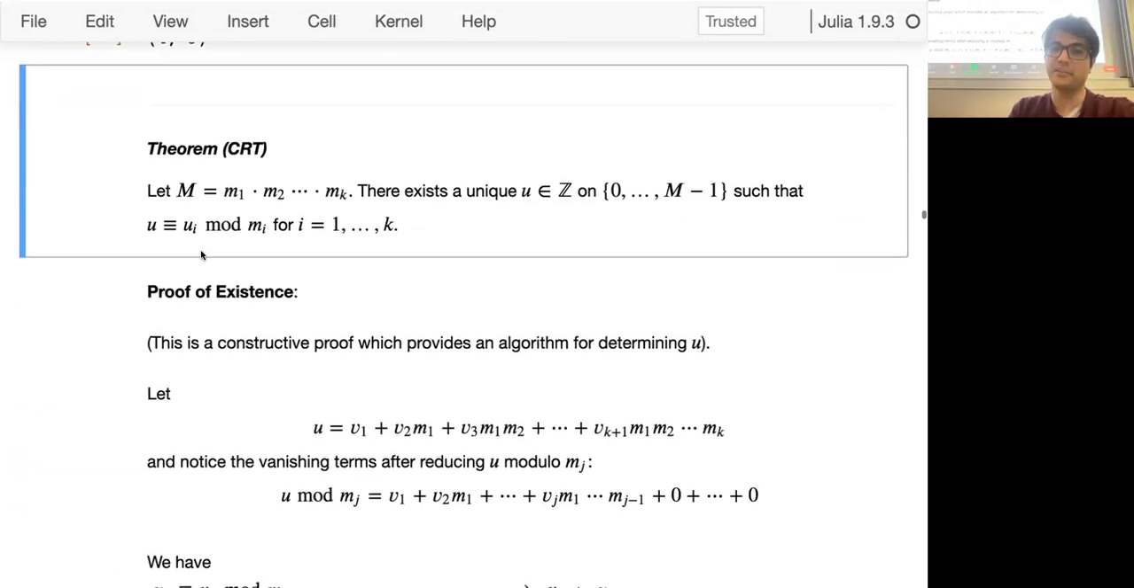So here is the theorem. Let capital M be the product of all of the little m's, which are the things that you're dividing out by. We get to choose as many of them as we want. Practically speaking, these are just going to be a series of primes. There exists a unique integer in 0 through M minus 1, which is the bound that you wanted, such that u is congruent to ui mod mi, such that this u is a solution to the problem that we want.